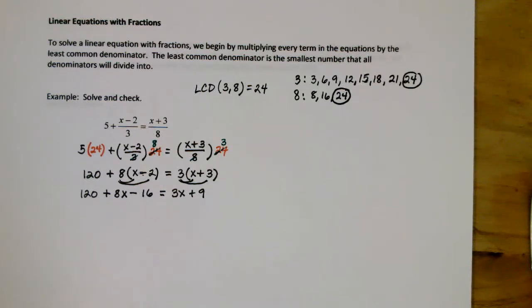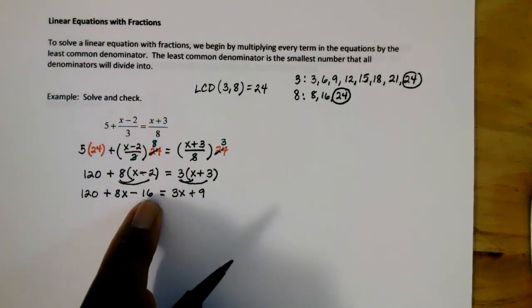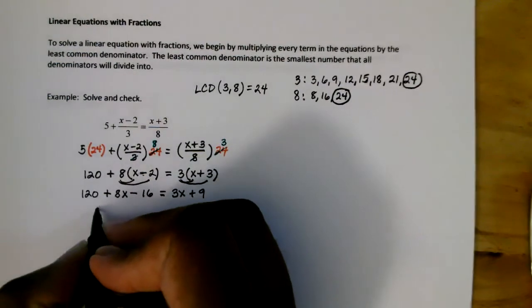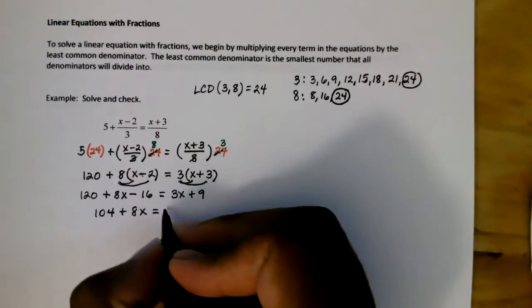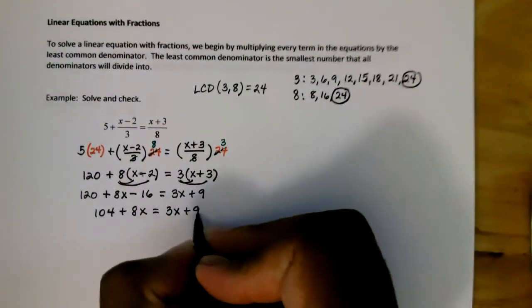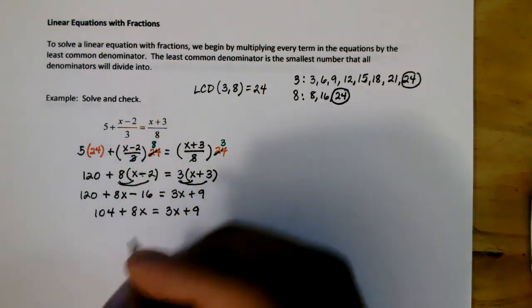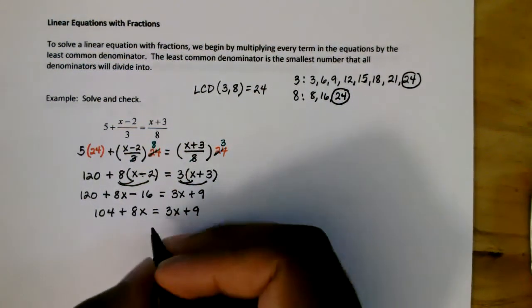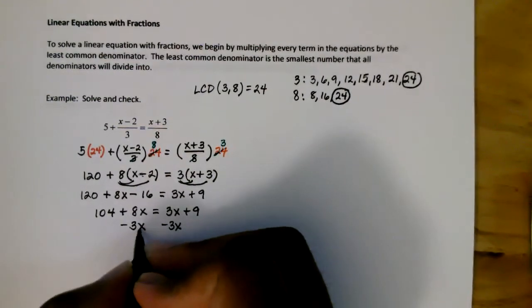And now I'm ready to combine some like terms here on this side. 120 minus 16, that's going to be 104 plus 8x. That's equal to 3x plus 9. There's nothing to combine with on the right side. Now we're going to move all the variables over on the left side, preferably, and all the constant terms on the right side. Let's move the 3x over to where the 8x is by subtracting 3x on both sides.